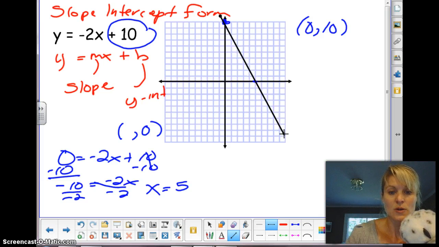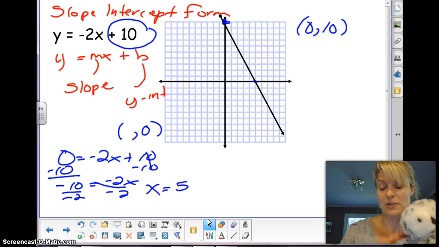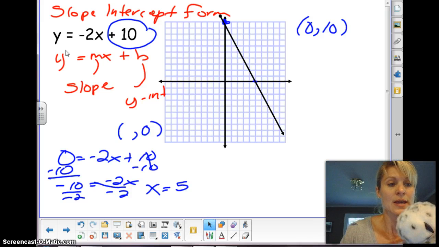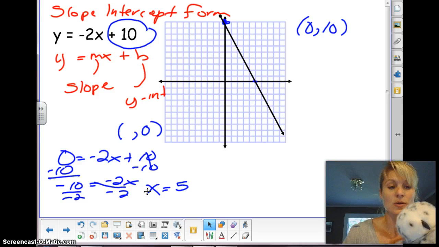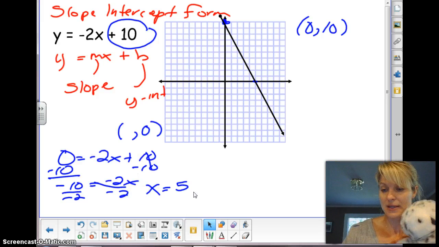Okay? So there's a couple ways to draw lines, but one would be just to find the 2 intercepts and then connect those points. And when it's in slope-intercept form, I love that because the y-intercept is right there. So I only have to plug in once to find that x-intercept.